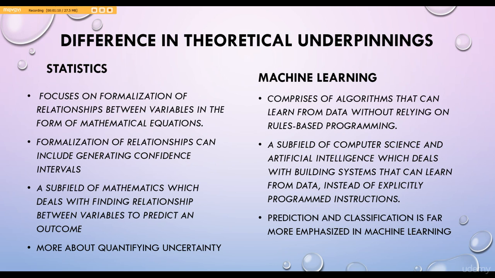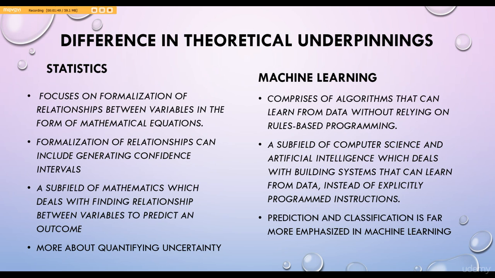So statistics focuses on formalizing the relationship between variables in the form of mathematical equations. Machine learning, on the other hand, comprises algorithms that can learn from data without relying on rules-based programming or any formalization. And in statistics, formalization of relationships can include things like generating confidence intervals, etc. Obviously, these are not the things that you'll get in machine learning, and that's something you will see for yourself in the subsequent sections.